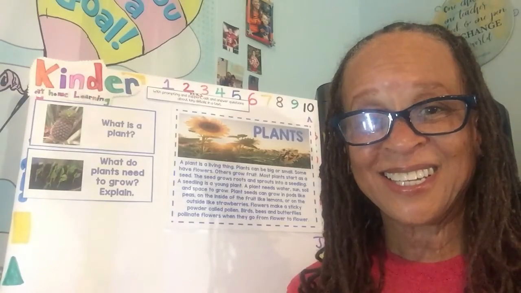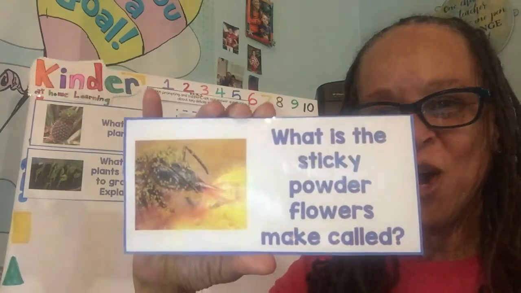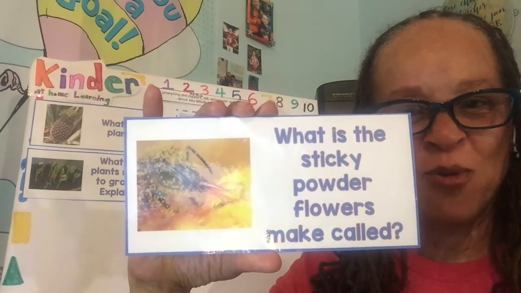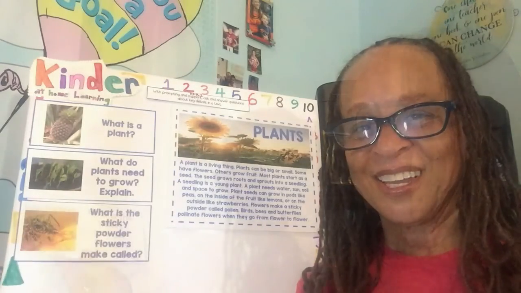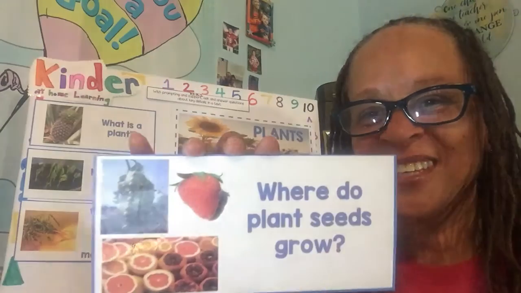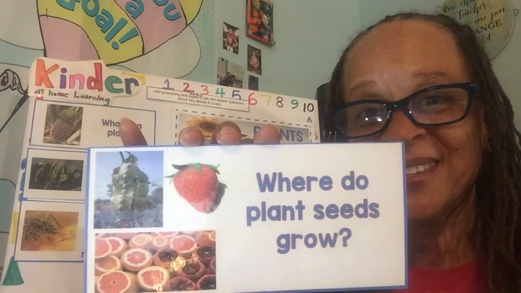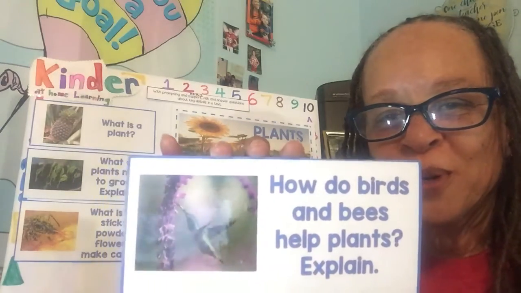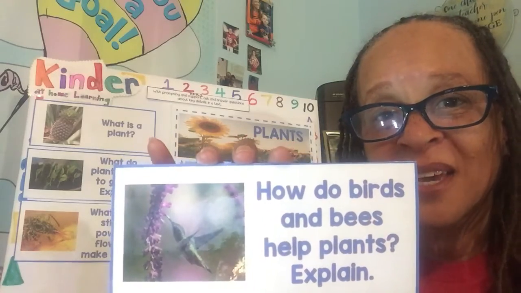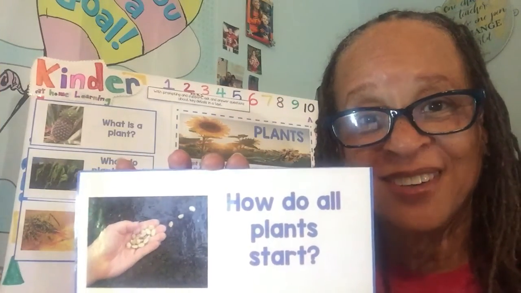You're doing really good. Now let's see how well you can answer this next question. What is the sticky powder flowers make called? Where do plant seeds grow? Do you remember? How do birds and bees help plants? Explain your answer. How do all plants start?